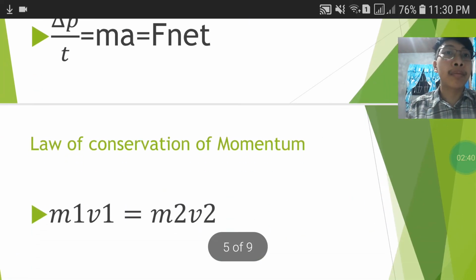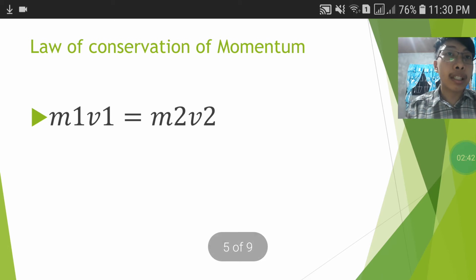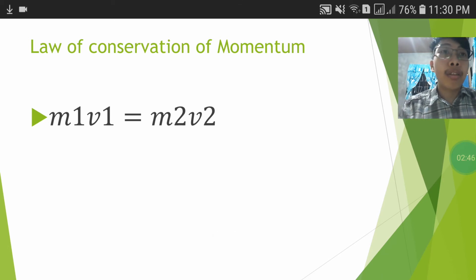So next, what is the law of conservation of momentum? It states that momentum is conserved and remains equal. It is only transferred by collisions or any other means, but it is always equal. So momentum 1, or mass 1 times velocity 1, is equal to mass 2 times velocity 2, or momentum 1 is equal to momentum 2.